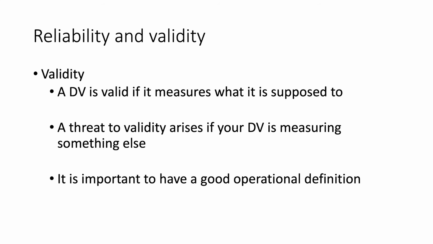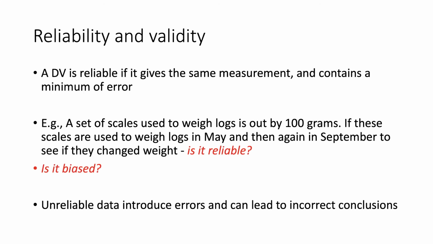Reliability and validity are also very important to consider when you're designing your research. So validity is the idea about how well your dependent variable is measuring what it's supposed to. And if your dependent variable is measuring something else, that's going to be a threat to the integrity of any experiment. So it's important to have a good operational definition.